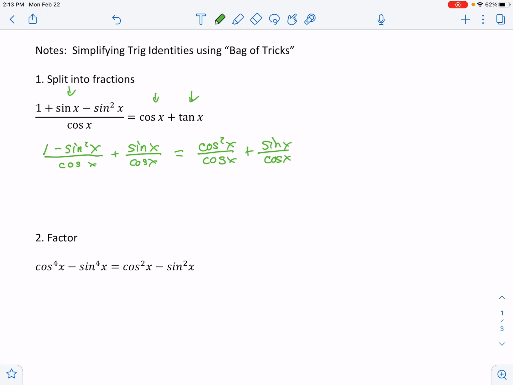So I'm going to take this side of my function. The directions say we're going to split it into fractions. I'm also going to rearrange, so I'm going to have 1 minus sine squared of x over cosine, and then sine of x over cosine, because now I have common denominators. Added them together. Why did I put 1 minus sine squared together? Because I know it's a Pythagorean identity, and it's equal to cosine squared.